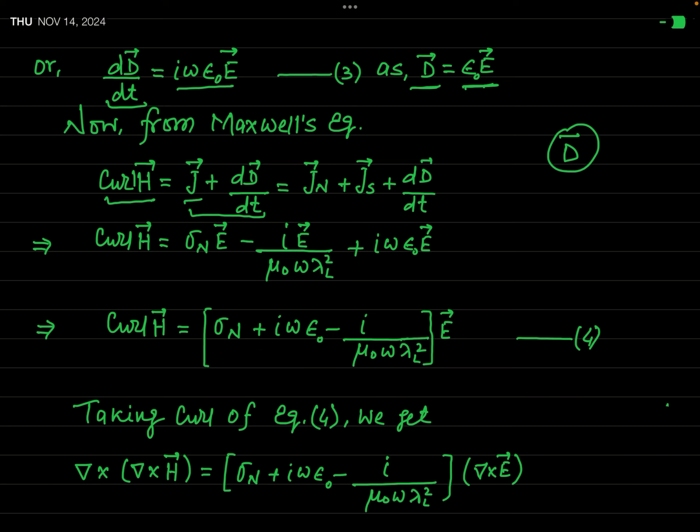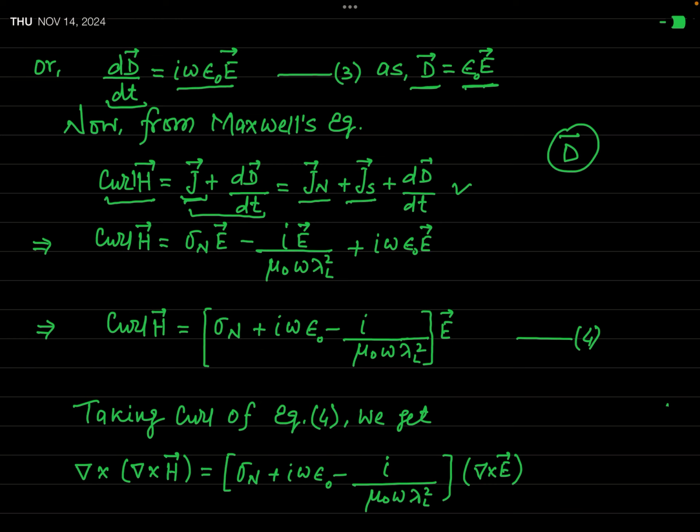And this J is the total current density. But you know, in the case of a superconductor, there are two types of conducting electrons. One is called normal conducting electrons, and another is called superconducting electrons. So this J can be expressed as the vector sum of the current density due to the normal conduction electrons and due to the superconducting electrons. So J is written as Jn plus Js. And so curl of H is equal to Jn plus Js plus dD/dt.